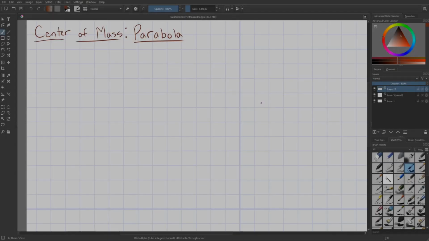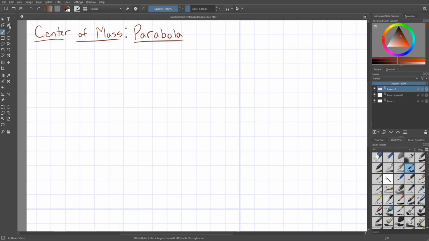Hello everybody. Today I just want to talk about a little example involving the center of mass of a 2D object, in this case a parabola. So to get started with this example, I'm going to go ahead and draw a little picture of what we're talking about. So I'm going to make some axes real quick.